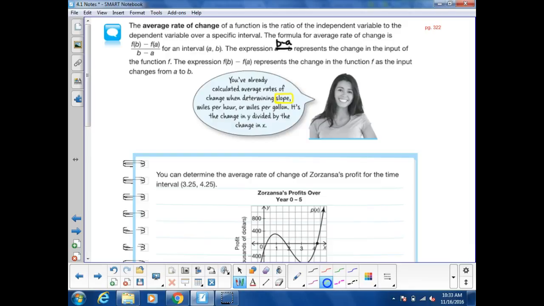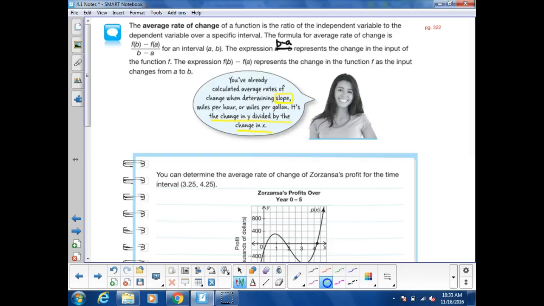Okay, what did that do? Shows you your speed, right? Speed is how fast you're going. It's how fast you're changing. So that's a rate of change. It's miles per hour, miles per gallon. My car calculates my average fuel efficiency, miles per gallon. It's the change in y divided by the change in x. That's what average rate of change is.